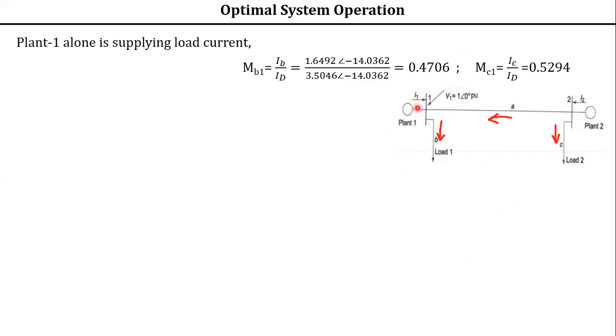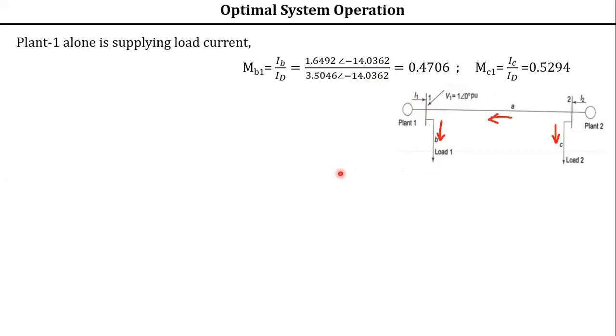Now how to get MA1? See, a portion of the I1 current will be flowing through A and a portion will be flowing through B, like your KCL. Similarly for the current distribution factors. This value you know, this value you know, and this value is the total current which gets divided in these two branches. So in terms of current distribution factors, the total current we have taken should be 1.